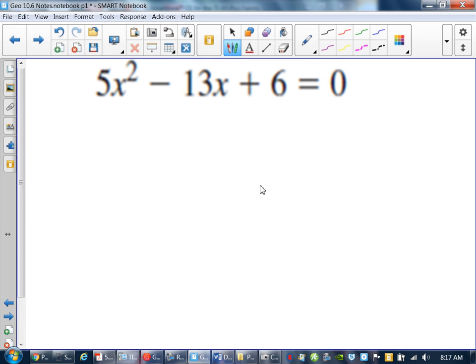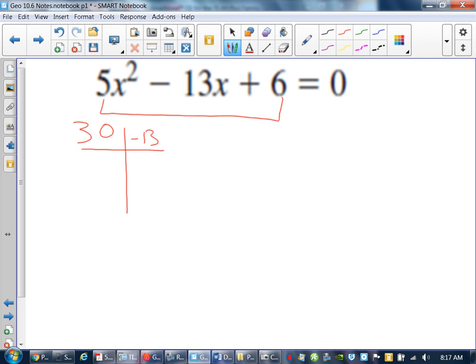What happens with a problem like this then is that you're still doing the exact same thing. Instead of being a 1x squared, it is now a 5x squared. What changes is, instead of 1 times 6, it is 5 times 6. It's still multiplying the tails together. What's 5 times 6? 30. So you're going to ask, what times what is a positive 30, but you add it together and you get a negative 13. Now right away that should tell you one thing for certain.